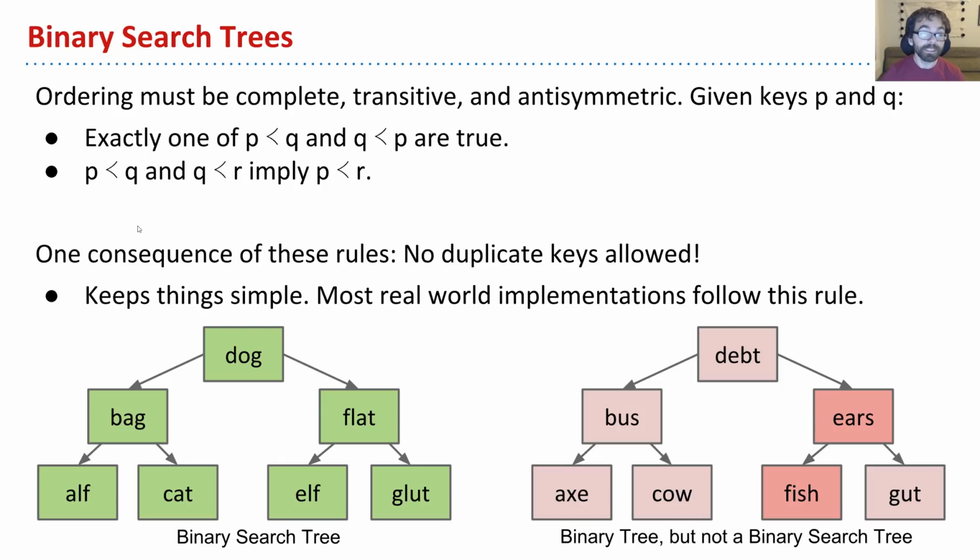And then transitively, what I meant to say is, if P is less than Q and Q is less than R, then that implies that P is less than R.